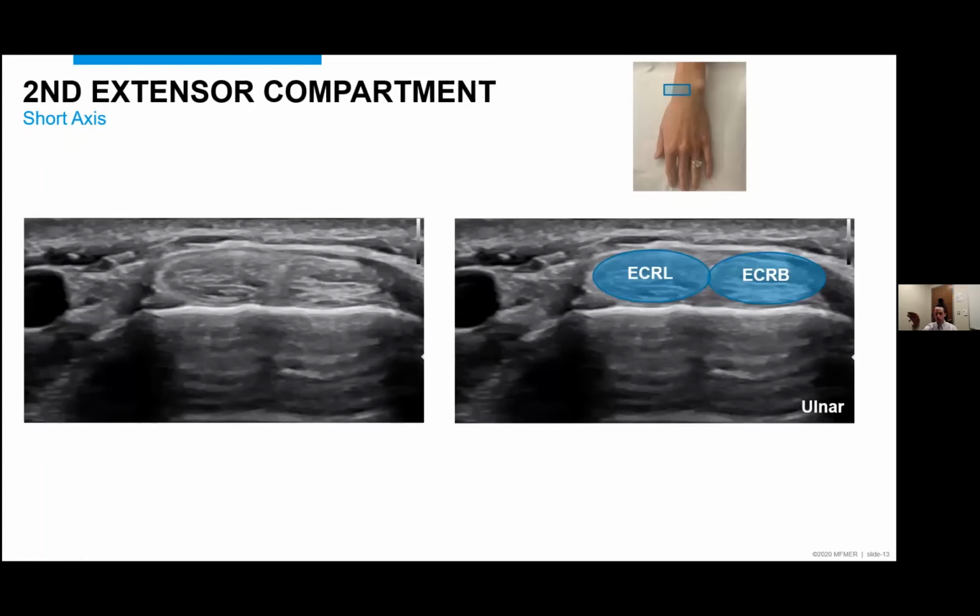So I start on Lister's tubercle, fall off ulnarly, and that gives you a little bit prettier picture of the second extensor compartment. Again, we're looking for the same things in these compartments, the tendon thickening, effusion, hyperemia, etc. So we have our ECRL radially and our ECRB ulnarly. I like to get a still image of that.